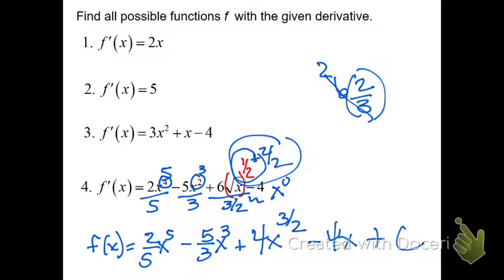Nice thing about antiderivatives is you can always check them. Work it in reverse, do the derivative, and you should get the original problem back. Okay, so that's pretty much all we're going to do. Let's just try it again.